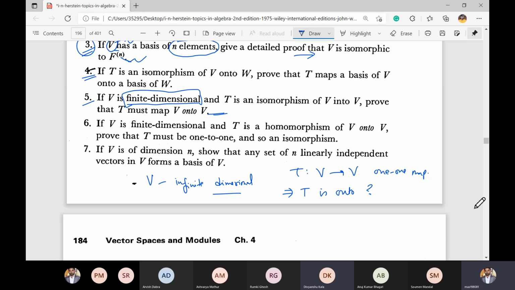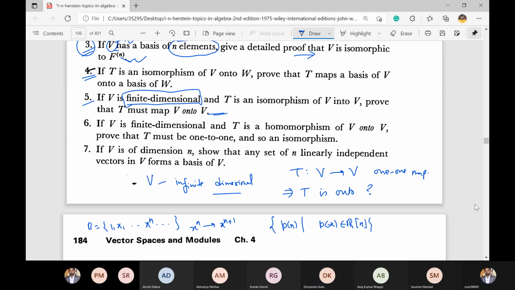So we can take the vector space of all polynomial functions over the real numbers, the set P(x) of all polynomials over R. This is a vector space over R, and it has a basis of the form 1, x, x squared, and x to the power n, and so on. So I am mapping 1 to x, x to x squared, and x to the power n to x to the power n plus 1. So this is 1-1, but not an onto map, because 1 has no pre-image.